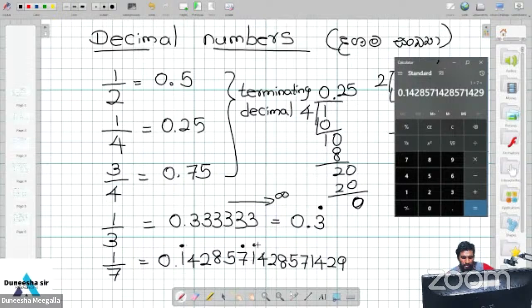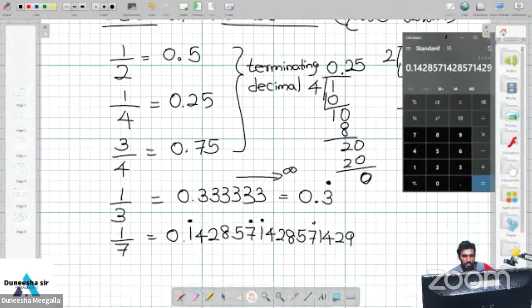1 to 7. Yes, sir. Okay. You have to mark what the repeating element is. 0.142857. At the starting point we use a dot and at the end of the repeating section we use a dot. Okay. Now can you get what is the repeating section of this decimal?